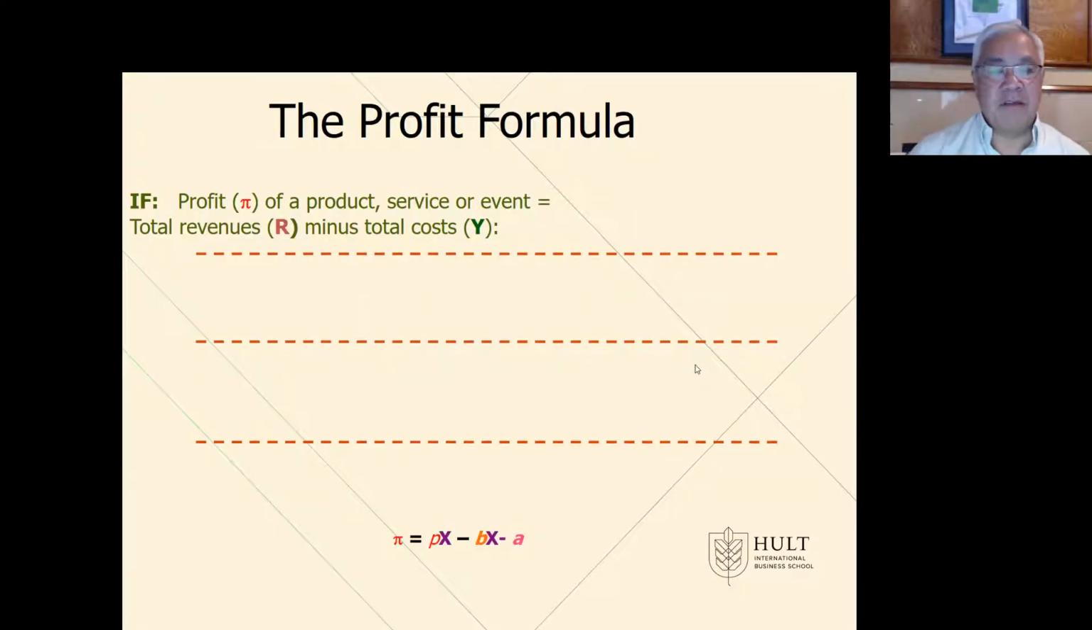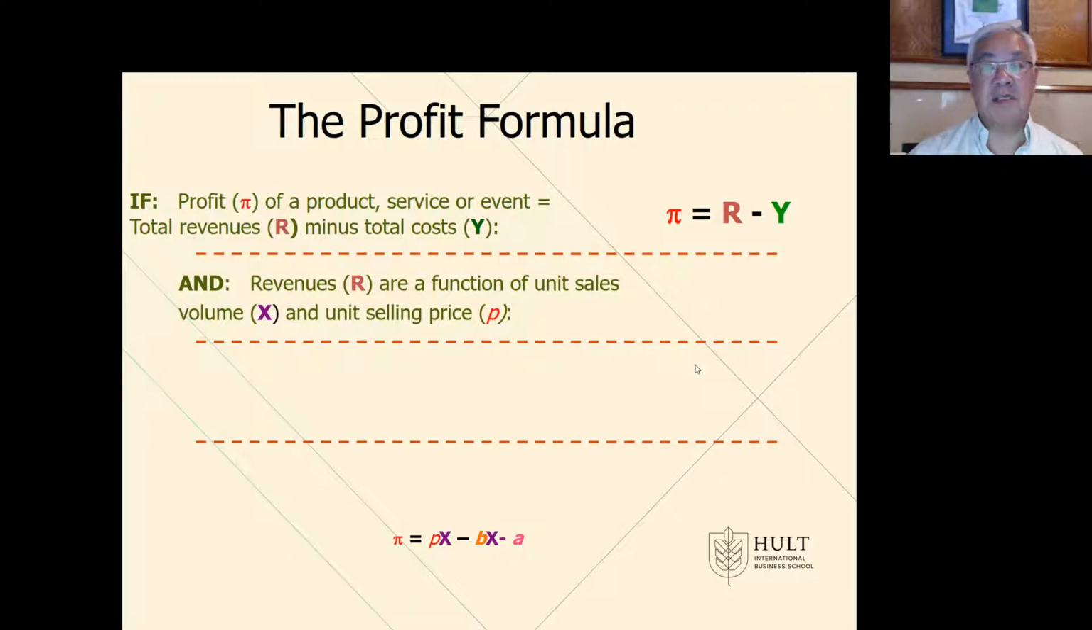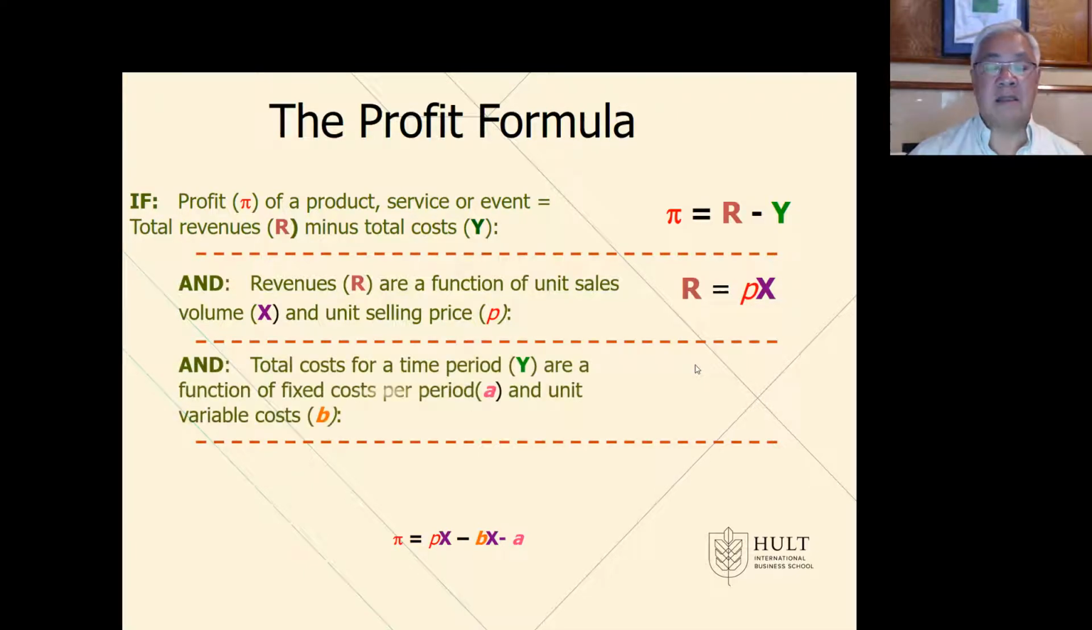All right, so let's use the profit formula and just derive it so it is in your memory. First, we know that profit equals revenues minus costs, total cost. Simple. Next, we say revenues is a function of unit sales and price. So we now know that revenue equals price times quantity. Next, we look at costs, and costs are comprised of fixed and variable components. Fixed stays put, variable has a slope, and it looks like this. Total cost equals fixed of A plus BX. So we end up at the bottom. Profit equals price times volume minus variable cost per unit times volume minus A.